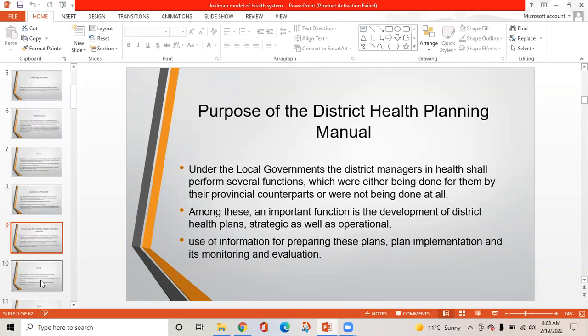Purpose of the District Health Planning Manual. Under the local government, the district managers in health shall perform several functions which were either being done for them by their provincial counterparts or were not being done at all. Among these, an important function is the development of district health plans, strategic as well as operational, use of information for preparing these plans, plan implementation, and its monitoring and evaluation.